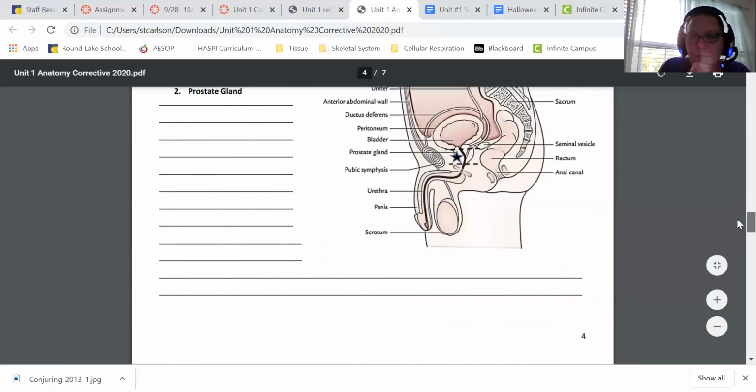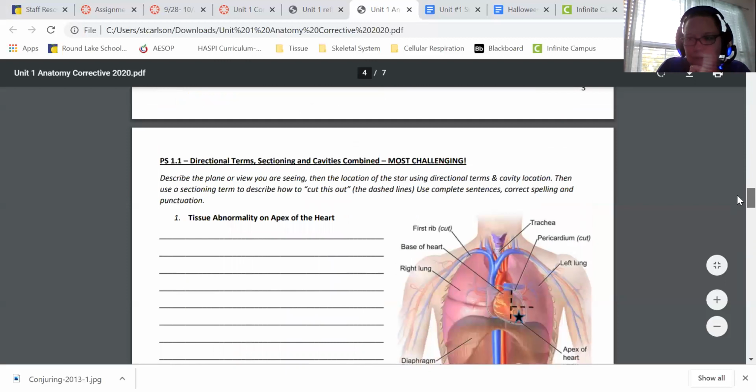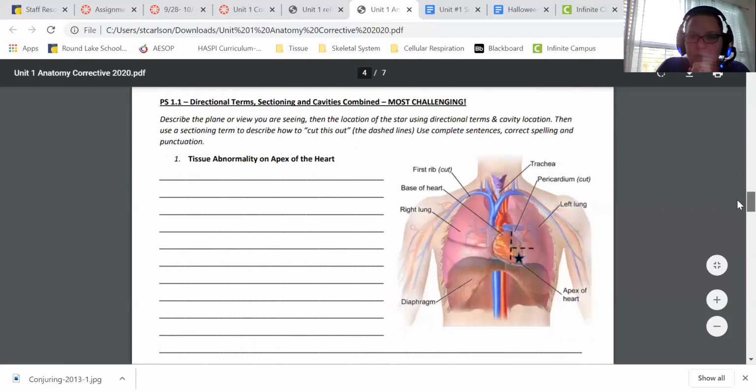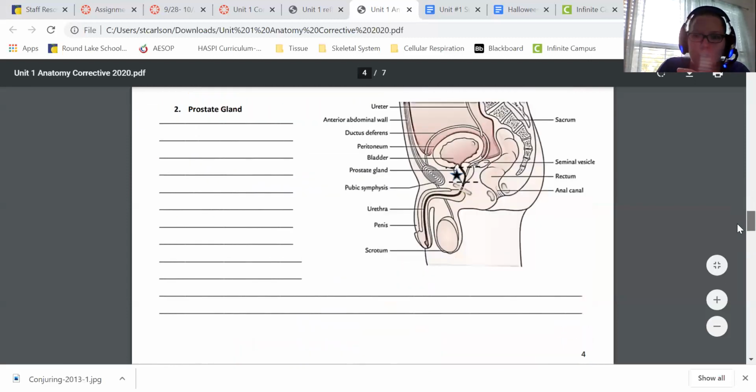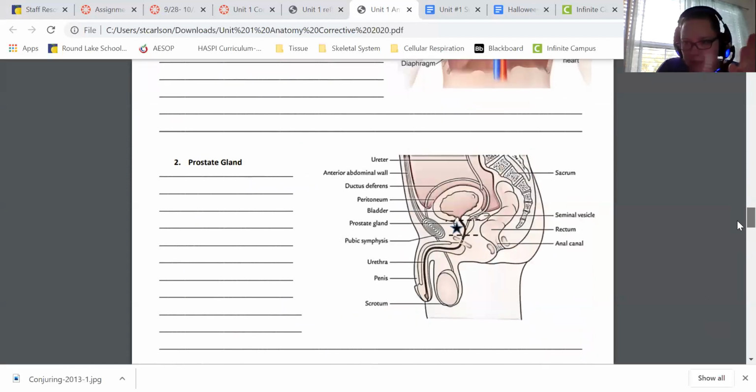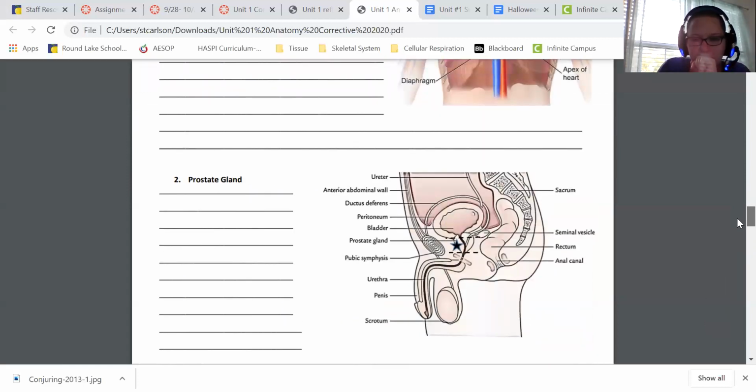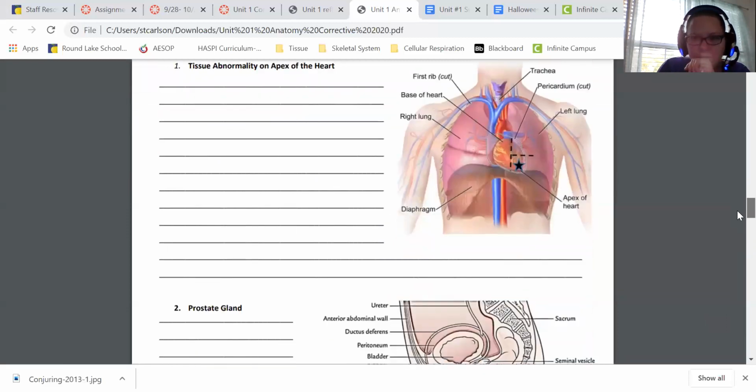If you're going to do 1.1, that's this page here. There's 2 examples similar to the removal of the gallbladder problem that was on the test. Only this time you're looking at part of the heart and you are removing the prostate gland. Okay. So those are those 2 examples.